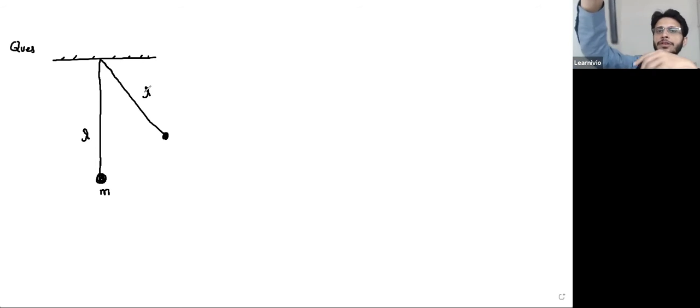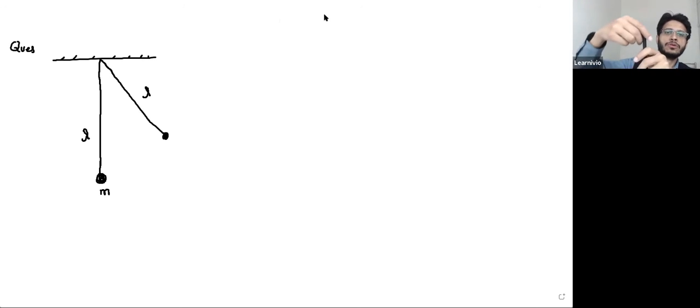Like this is your string. Earlier it was vertical. Then I take this string at some angle theta with the vertical. I tilted this string at some angle theta with the vertical. Then it starts revolving in a circle of radius r. Earlier it was vertical, then it tilted from its vertical position and started revolving in a circle of radius r.